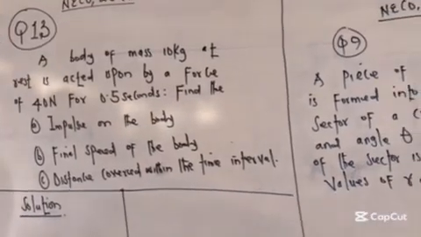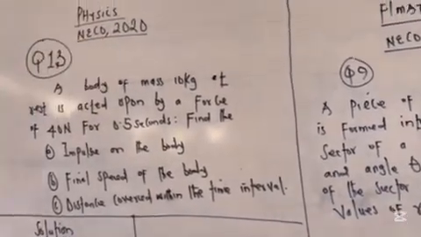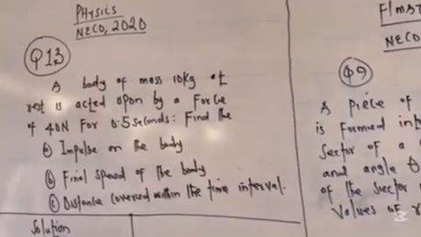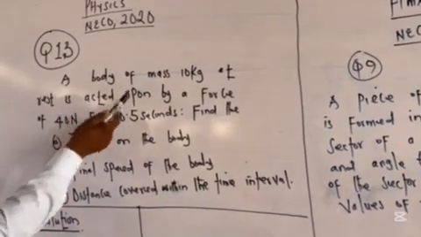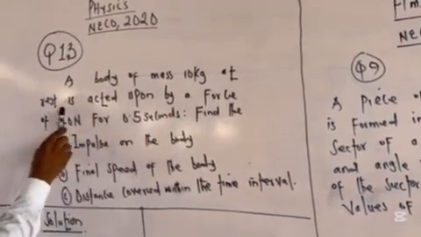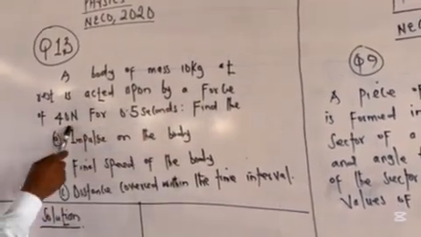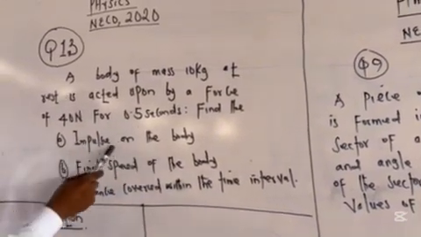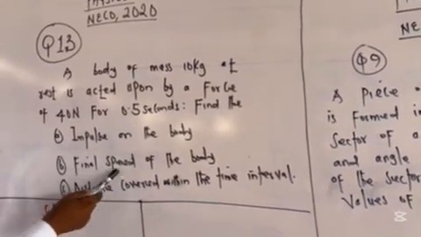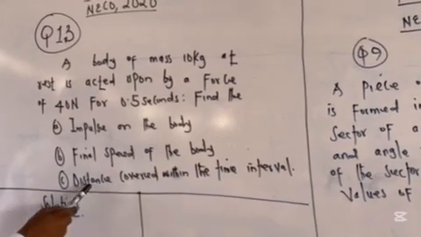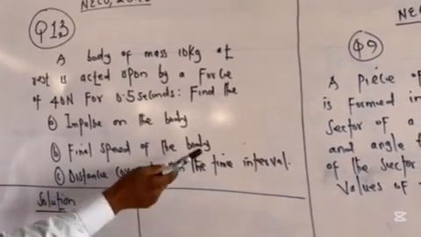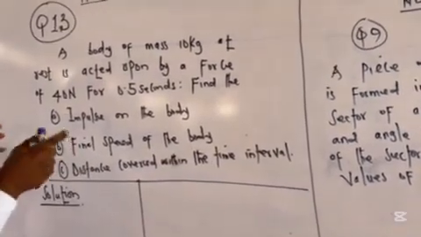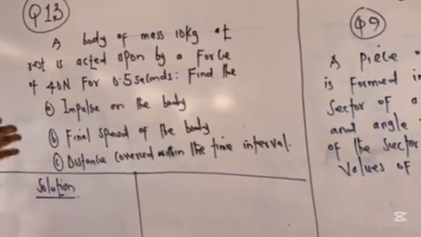So this is physics, NECO 2020, question 13. The question says, a body of mass 10 kilograms at rest is acted upon by a force of 40 Newton for 0.5 seconds. Find A, the impulse of the body, B, the final speed of the body, and C, the distance covered within the time interval. Those are the parameters given to you to know the right step to take.